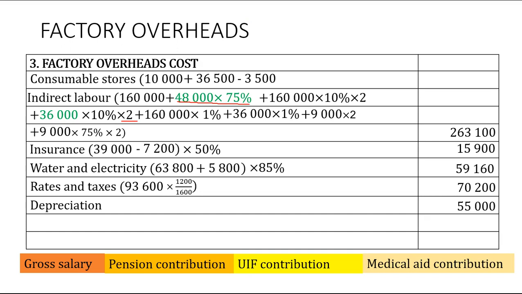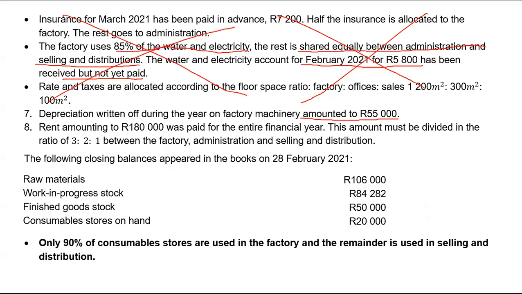Okay, let us move on. The next one will be on rent. What do we do with rent here? Let me just read. They say rent amounting to 180 was paid for the entire financial year. This amount must be divided in the ratio of 3:2:1 between the factory, administration, as well as selling and distribution.